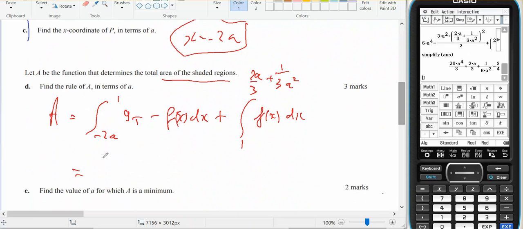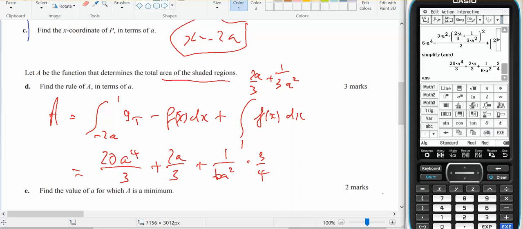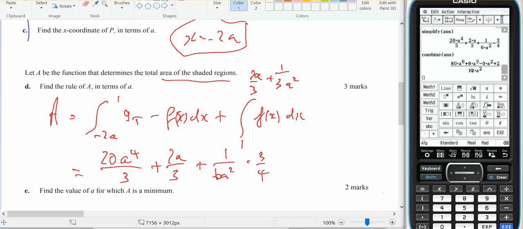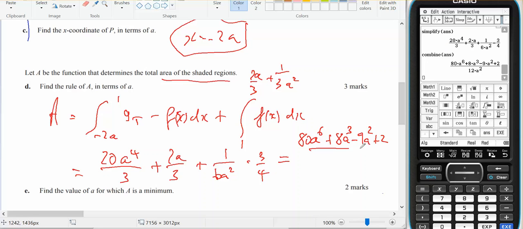area, and it's going to be 20a to the 4 on top of 3 plus 2a on 3 plus 1 on 6a squared minus 3 on 4. If you're interested, you need to combine that. That's for combine. It's also equal to 80a to the 6 plus 8a cubed minus 9a squared plus 2 on 12a squared.